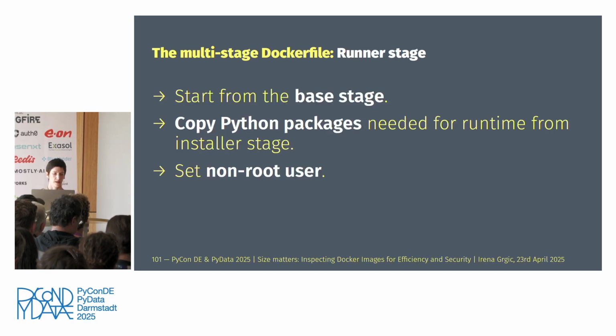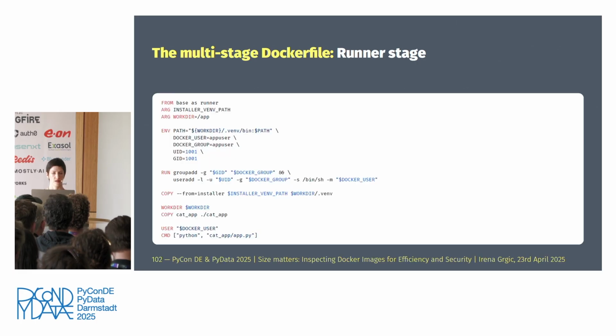The last stage will be, of course, the runner stage, which takes the base stage as base image, right? Because we said we needed those packages for the runtime. And now, you see, we will copy the Python packages that we installed in the installer stage into our runner stage. And in the end, we will set the non-root user. So this is how the runner stage looks.